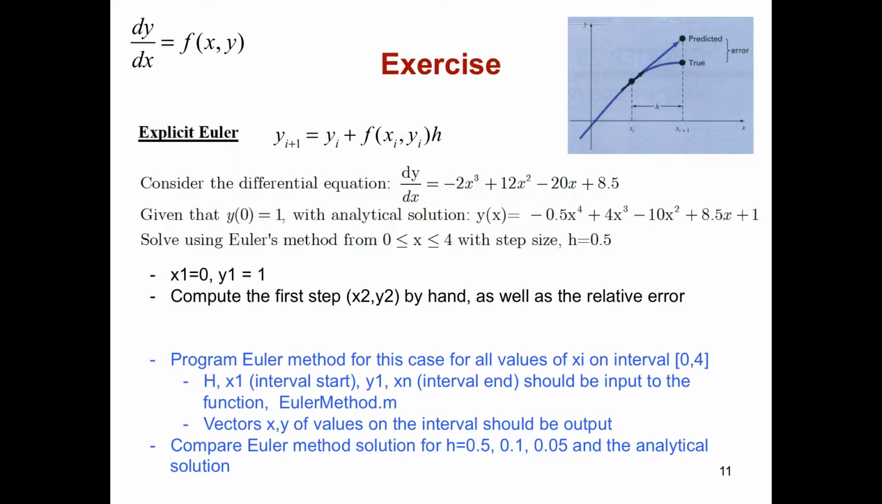But the starting value is 0 for x, and the corresponding value of y is 1. And that's the point you're starting from. After that, you're building the solution further. So you will find your values of y only at these specific points that are h apart. That's how you're numerically solving things, right? And that's what I call discretizing. So I discretize my interval in spacing h, and I'm finding the solution at every h apart.